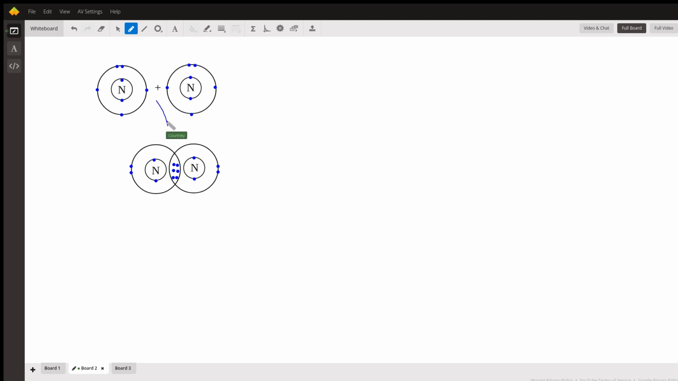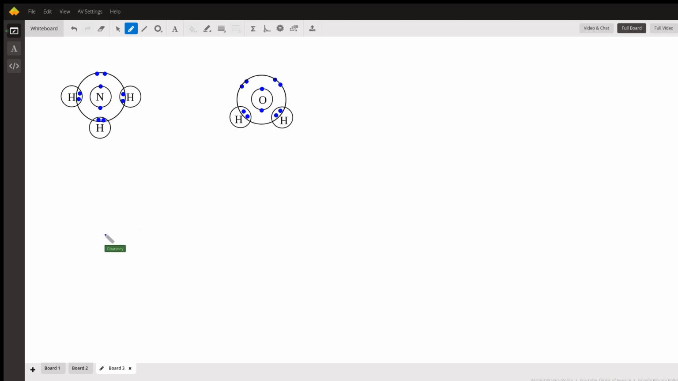So if we add nitrogen and nitrogen together, we get a structure with a triple bond, which I've represented with 6 electrons being shared between the 2 atoms, and the lone pairs for each of the nitrogens being separated as far away from that electron density as they can. And then the 2 electrons that are still in that innermost shell remain the same. They don't participate in bonding.